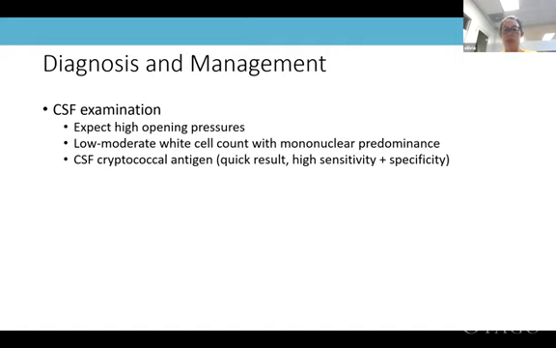You can also do a cryptococcal antigen on serum as well, which should be high in someone who's got cryptococcal meningoencephalitis. So if you aren't able to get an LP, then that's another quick test you can do. And generally, you should be able to grow the cryptococcus on culture, although obviously that takes a bit of time.